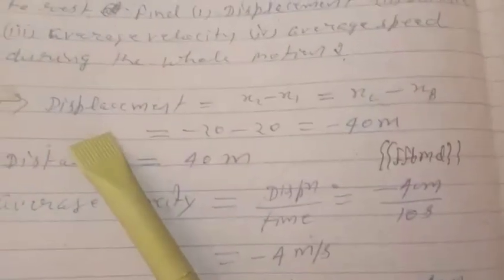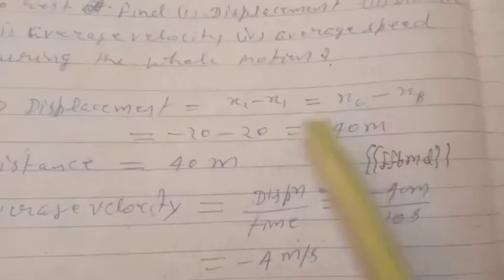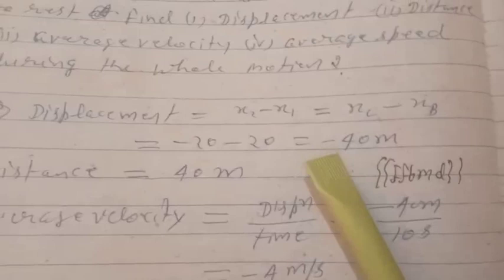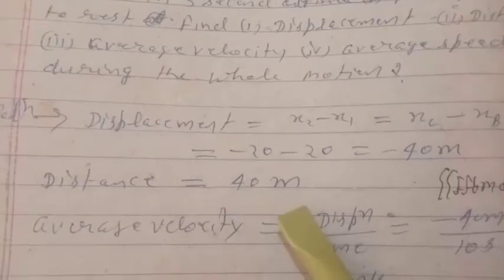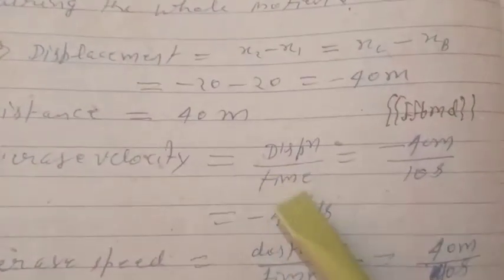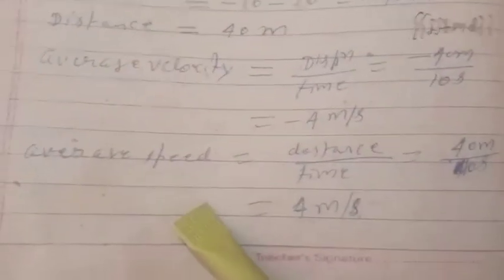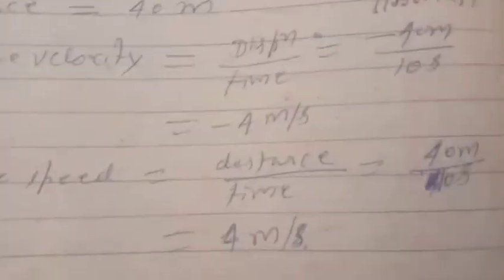So in this example we can write displacement as x2 minus x1, or xC minus xB. xC, position C, is at minus 20 meter from the reference point, and xB is 20 meter. So our displacement will be minus 40 meter, and distance will be the total path length, so that will be 40 meter. Average velocity is displacement by time, minus 40 by 10 second, equals minus 4 meter per second, and average speed is distance by time, or 40 meter by 10 seconds, equals 4 meter per second. This is the answer.